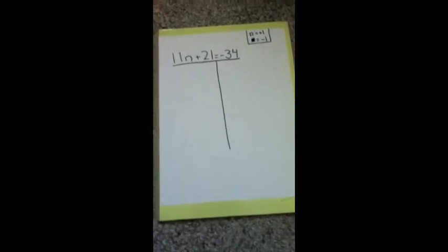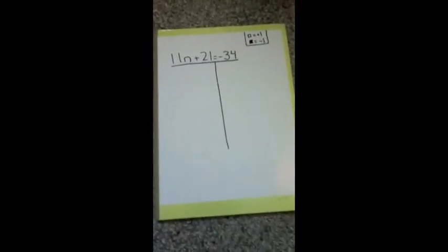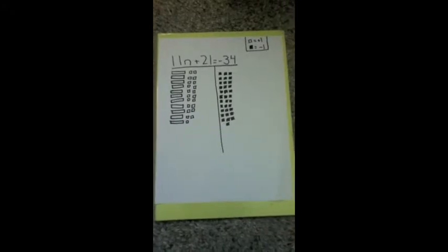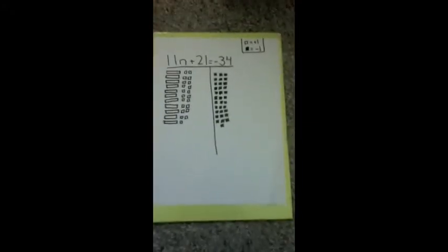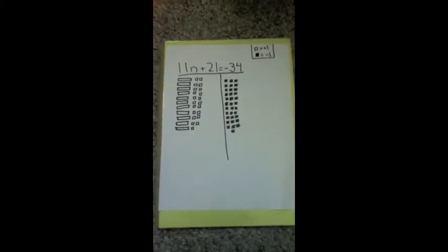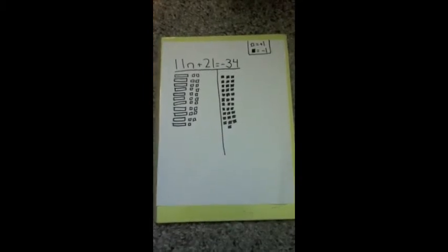So I started out by making a little chart, and now I have to represent what all of this means with squares. Now that I finished drawing all the tiles, you can see that the tiles are the exact same as the top equation. But now what do you think I have to do? Right, I have to make 0 pairs.